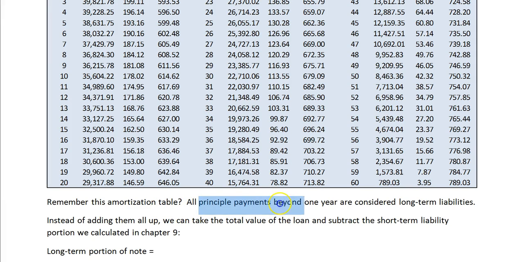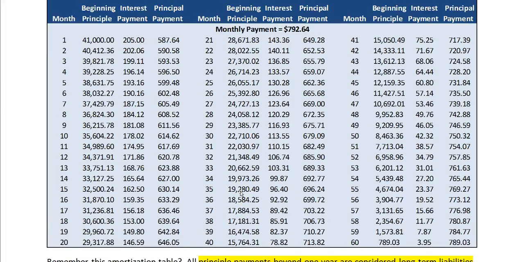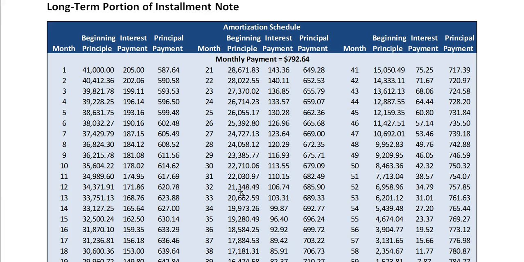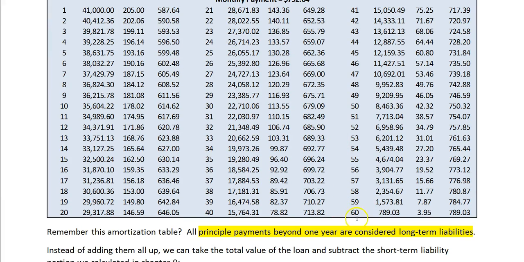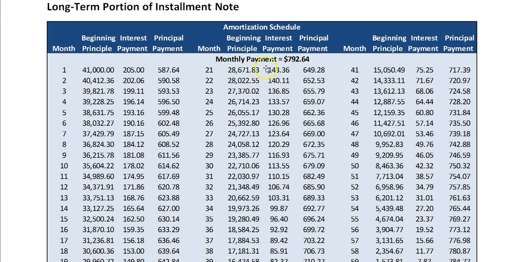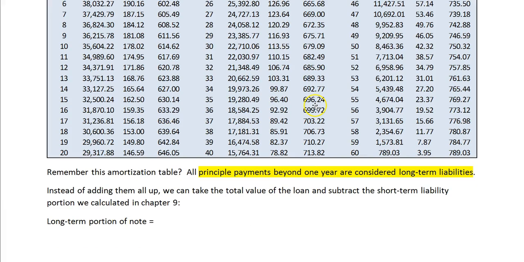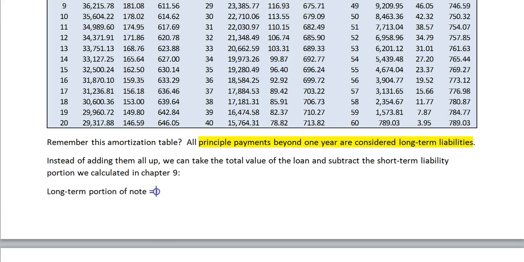All principal payments beyond 1 year are considered long-term liabilities. So if we have a note that has principal payments beyond 1 year, and this is a monthly payment like for their vehicle, we see 60 different months, which is 60 months in 5 years. Every payment is made up of interest and the principal amount of the payment. The total payment is this number right here, but it's made up of different interest and principal, and that changes over time. So the long-term portion of this is just the amounts that are beyond 12 months.